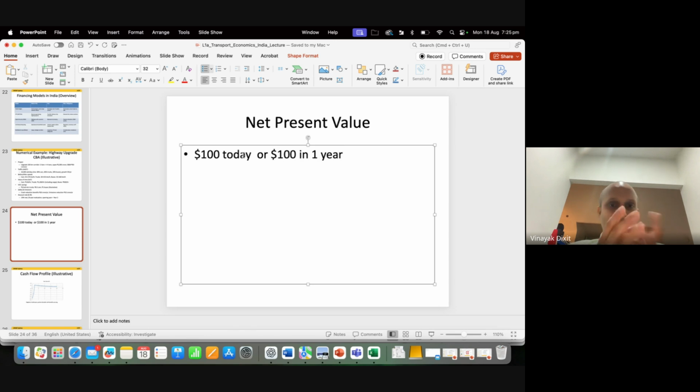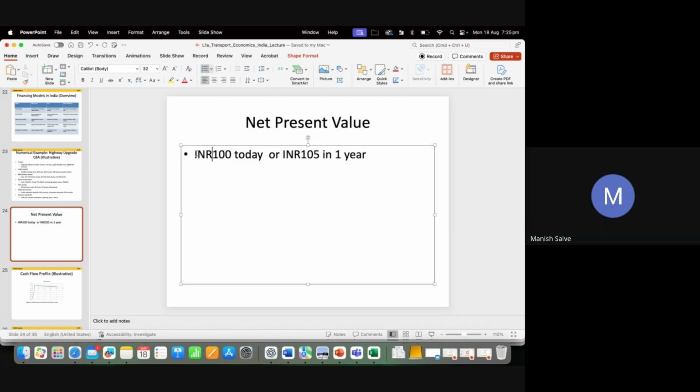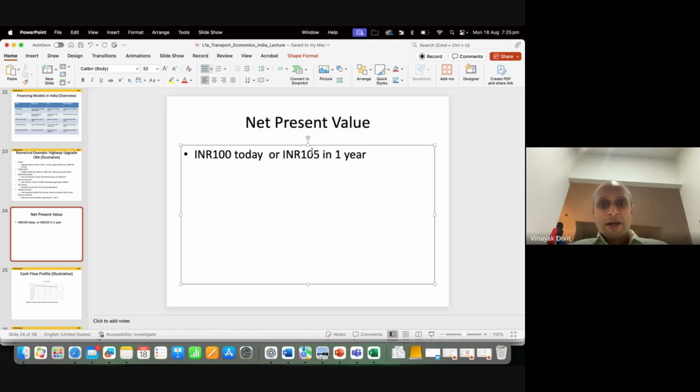Today, right? You'll get it today only, because what is the point of waiting? Now let me make this 105 rupees in 1 year. Which one will you take? Will you take 100 rupees today or 105 rupees in 1 year? 100 rupees today. So there is going to be some number where maybe you will not even take 110, correct? Will you take 110? No.